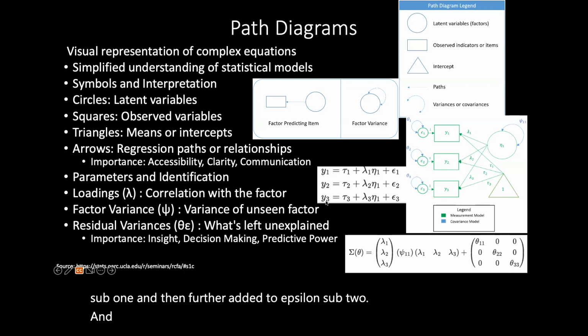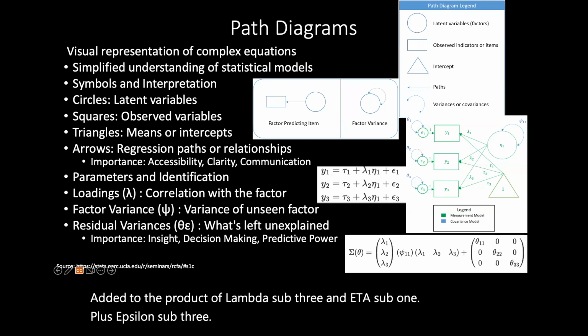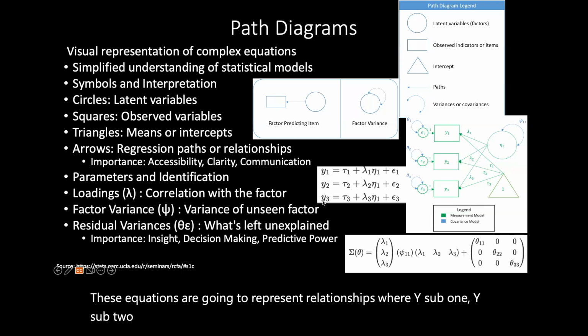And the variable y sub 3 is equal to tau sub 3 added to the product of lambda sub 3 and eta sub 1, plus epsilon sub 3. These equations are going to represent relationships where y sub 1, y sub 2, and y sub 3 are the observed variables or our outcomes.